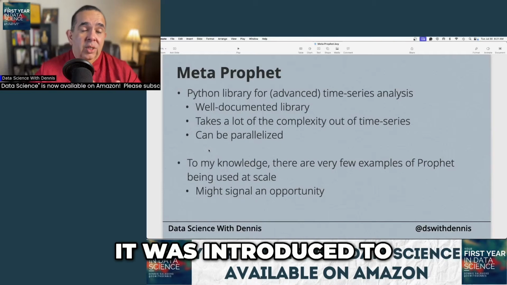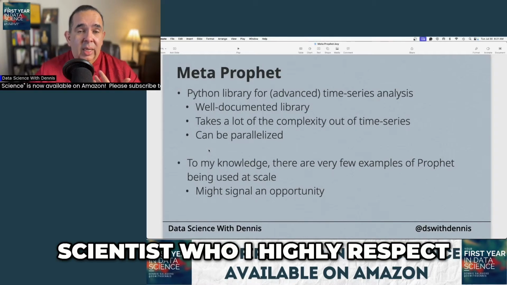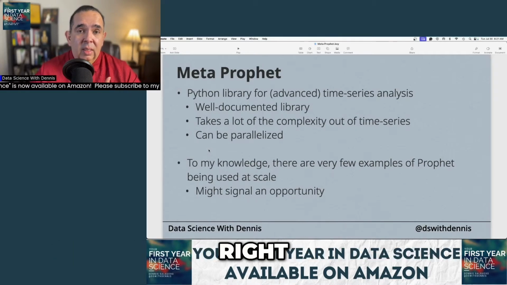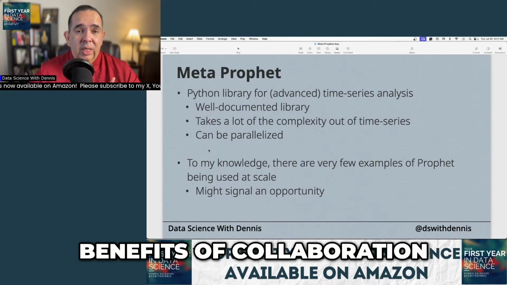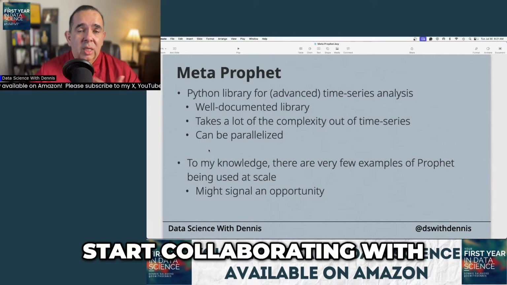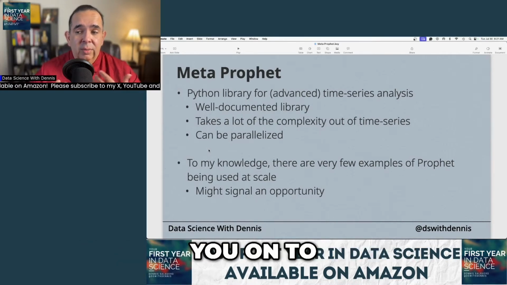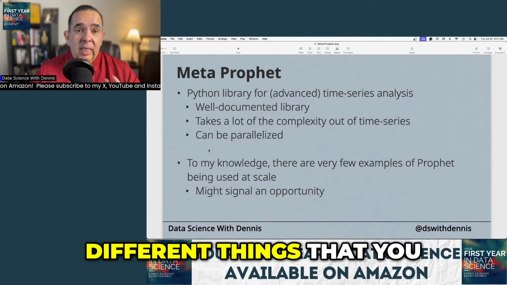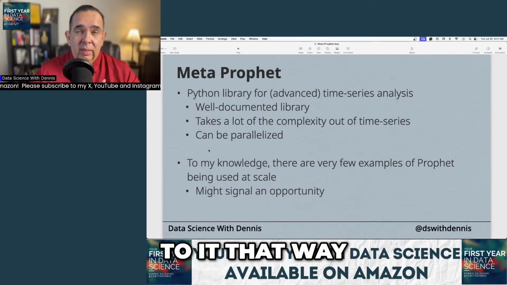Well, first of all, it was introduced to me by another data scientist who I highly respect, right? That's part of the benefits of collaboration when you get more into the industry, where you start collaborating with others and maybe they turn you on to different things that you didn't know about. So I was introduced to it that way.